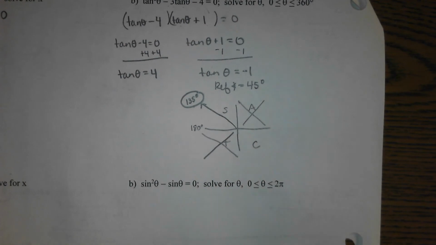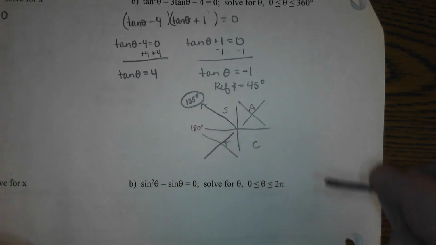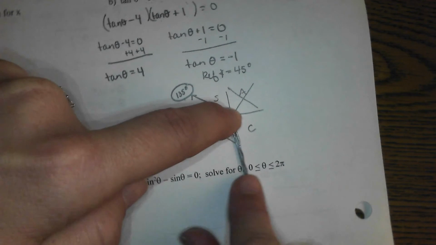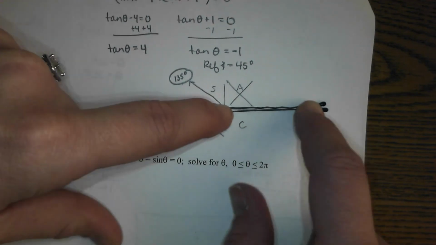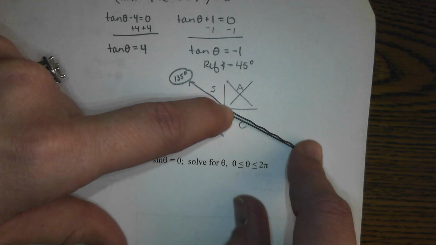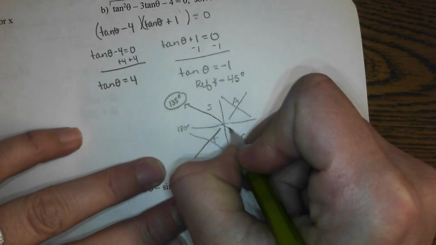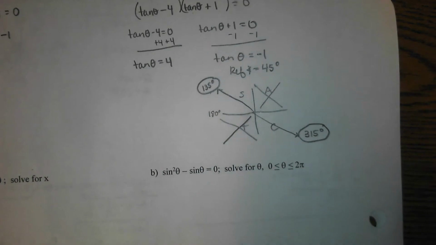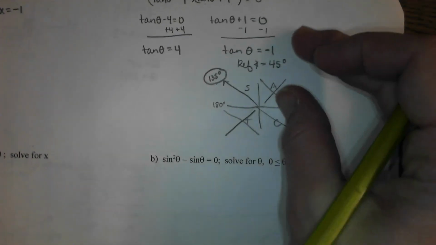And then to get in the fourth quadrant, I continue my rotation. If I go the entire way, I'm at 360. That means I've gone too far, so I have to back that up 45 degrees, which is 315. So those are my two answers for this tangent one.